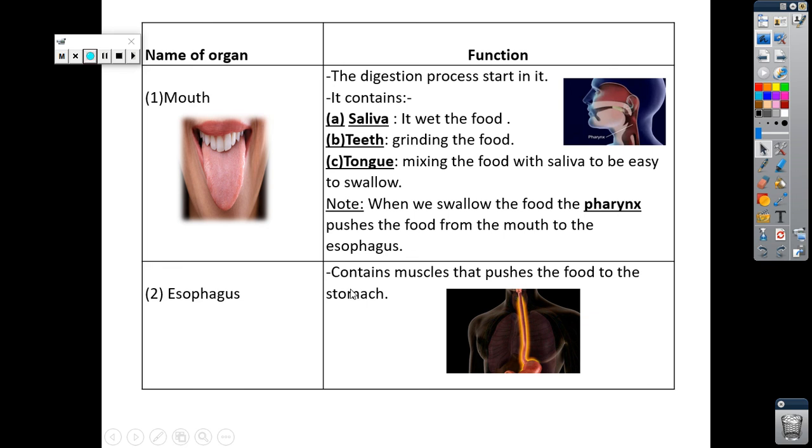Very good. So, the mouth cuts the food into small pieces, or grinds the food, saliva is added to the food, and the tongue mixes the food with saliva to be easy to swallow. What is the meaning of swallow? The moving of the food from the mouth to the pharynx. Then the pharynx pushes the food to the esophagus. Then the esophagus pushes the food to the stomach.